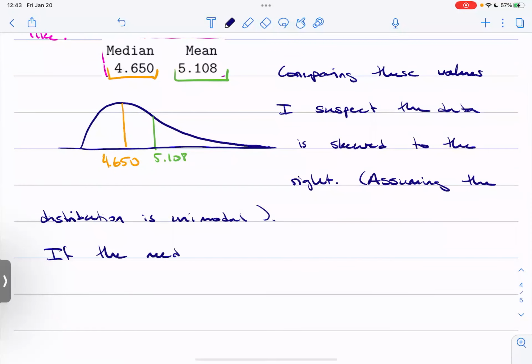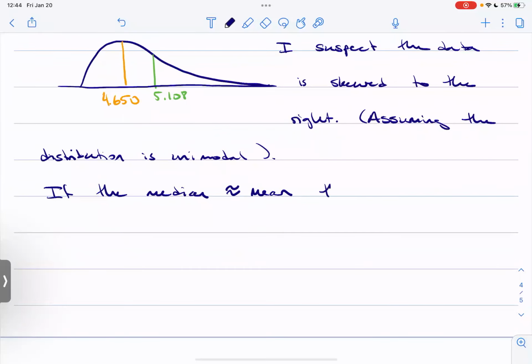the median is roughly equal to the mean, right? Not exactly, depending on the scale of your data, right? You have to be the judge of what's roughly or approximately equal. That looks weird. So if the median is roughly equal to the mean, the distribution is likely approximately normal.